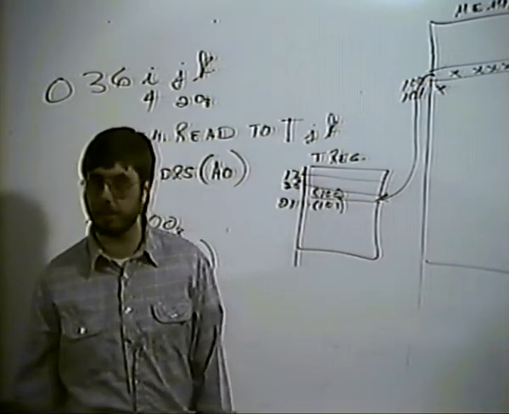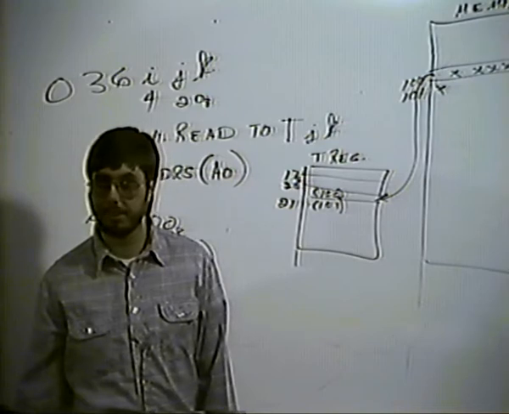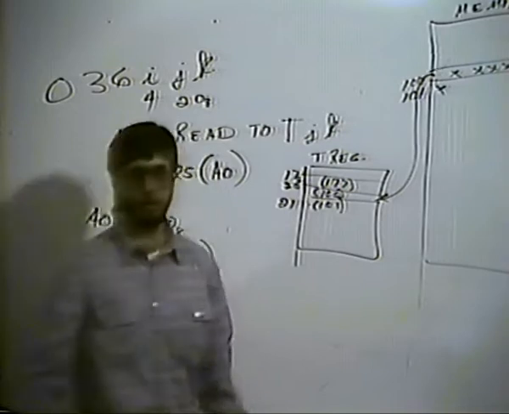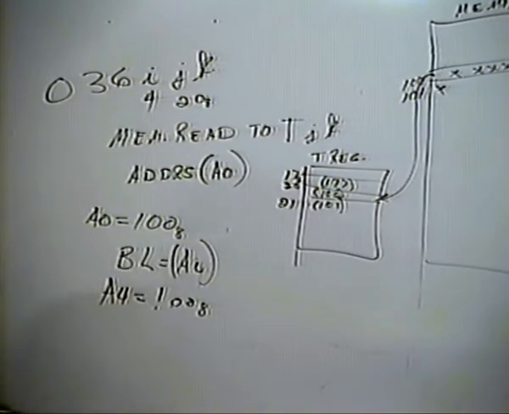What word am I going to have there? 177. The contents of 177. So it's going to wrap all the way around. Does everybody understand how that worked?